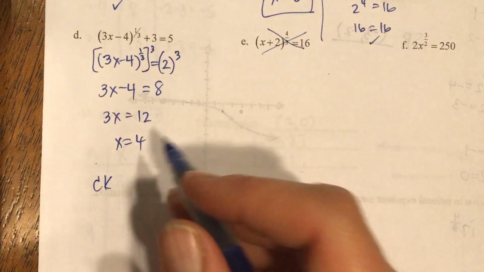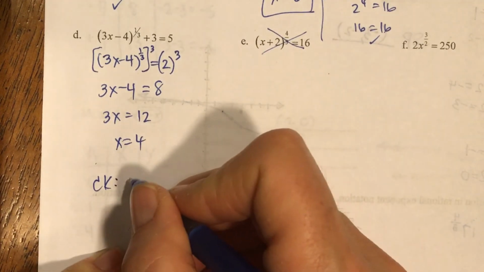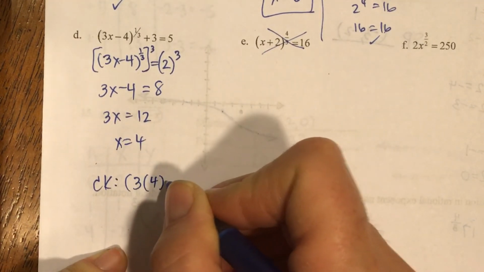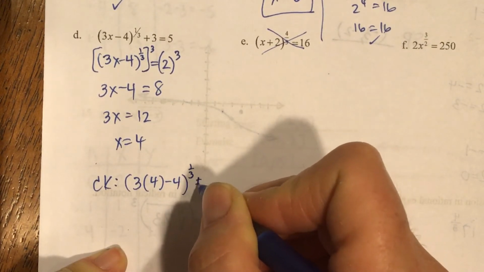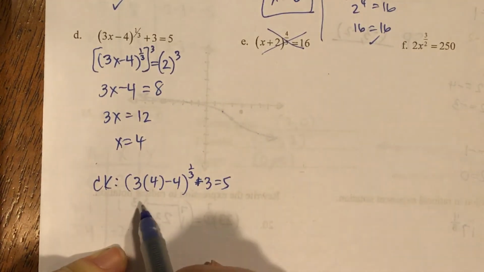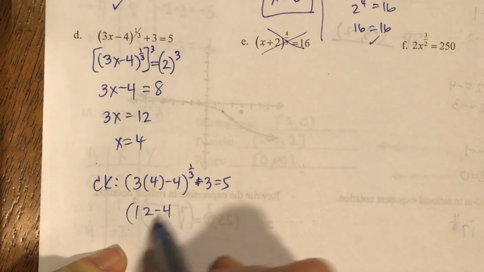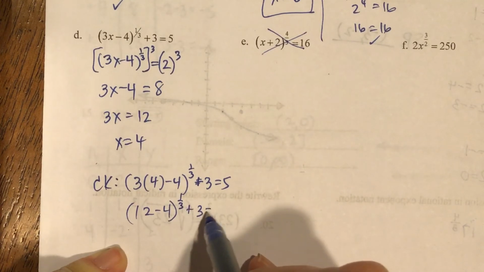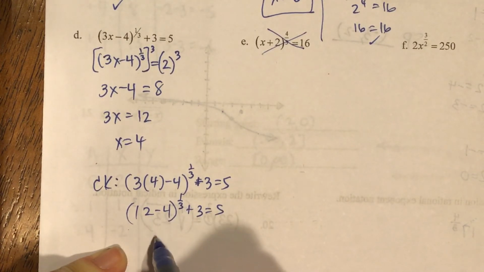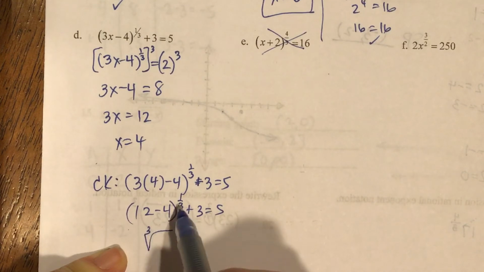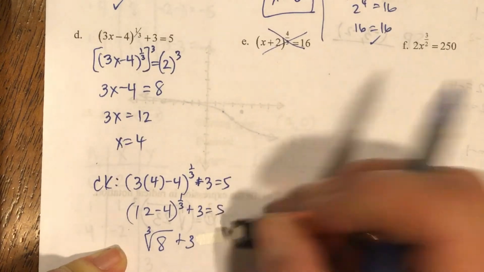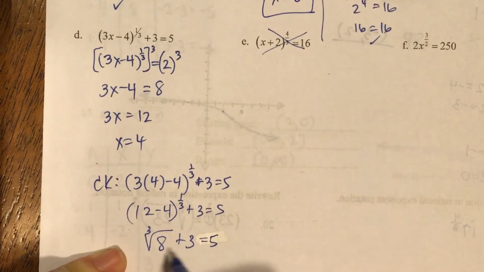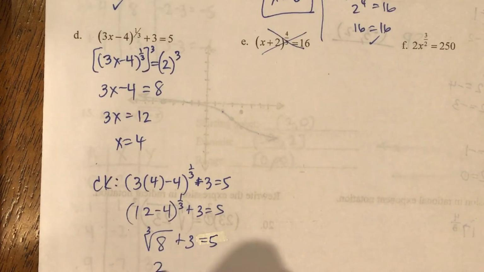Let me make sure we're still on the right page here. And I get 3 times 4 minus 4 to the 1/3, plus 3 equals 5. So this is 12 minus 4. This is the cube root, sorry, I cannot write that like that, of 8. I mean, I can, but I don't like it, and it doesn't make as good of sense to me. So I'd rather write that as a cube root personally. So this is 2 plus 3 equals 5. 5 does in fact equal 5.